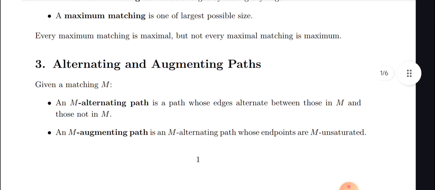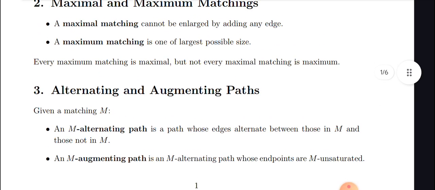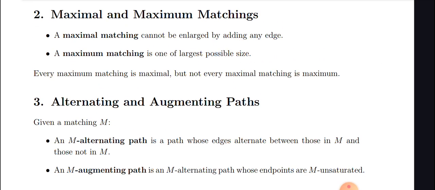Now, the real discovery tool, the one we're hunting for, is a special kind of alternating path. The M-augmenting path. So what's the specific characteristic? What makes an alternating path an augmenting one? It all comes down to its endpoints. An M-augmenting path is an M-alternating path where both of its endpoints are M-unsaturated. They're both free vertices. Both free.